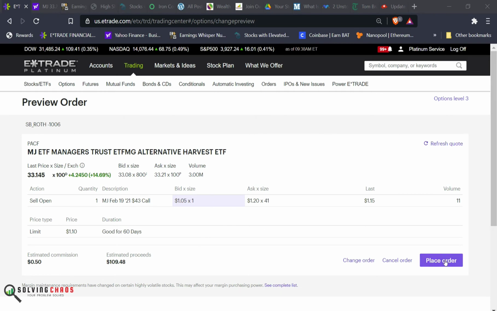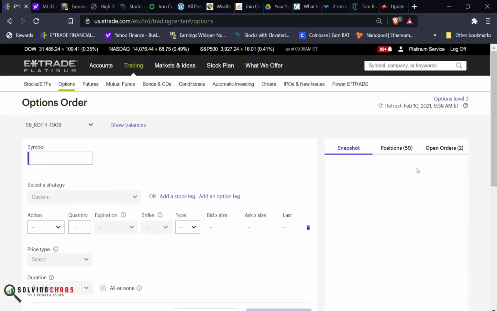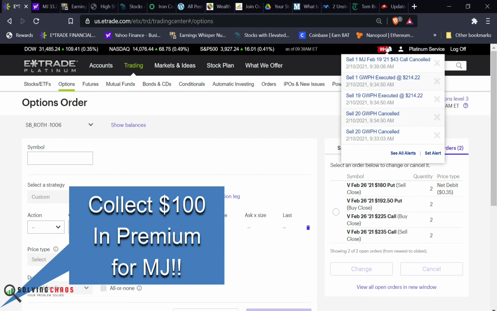I lowered it to 105 or 110. I think I did 110. I may have to lower to 105 because that's where the bid ask is. Let's see what happens. And it went across. There you go.